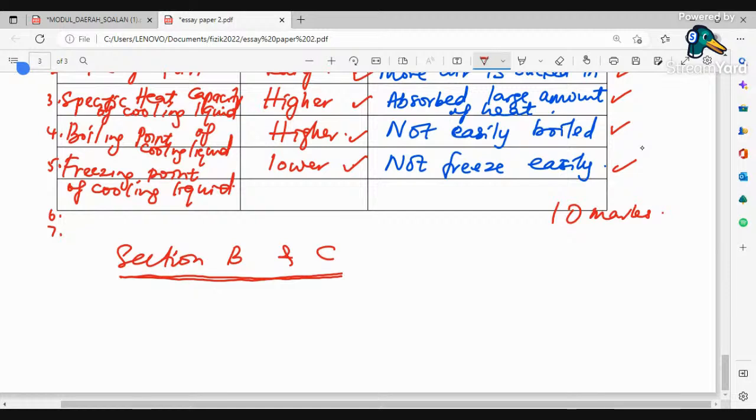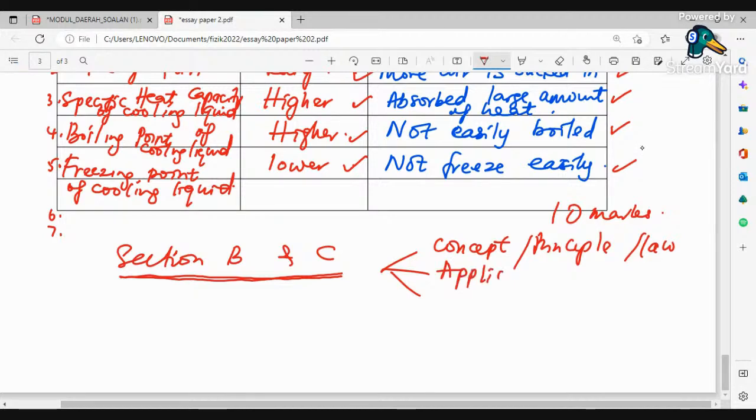Section B and section C, normally you just go and look at concept, principle, law, okay, bahagian application. Okay, for section B especially, there's a calculation problem. Calculation.